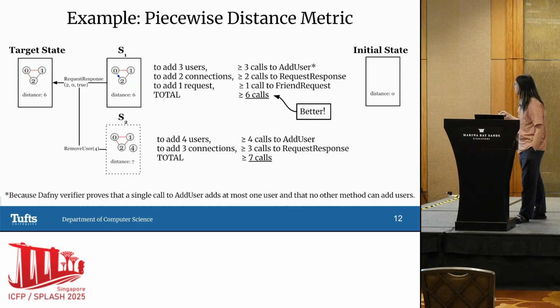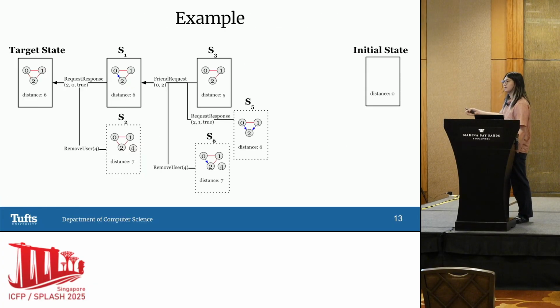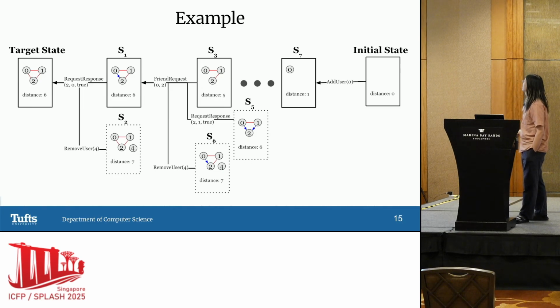However, for state 2, we need to at least have 4 add user calls and at least 3 responses to friend requests, which adds up to a lower bound of 7 calls. So now it is obvious for Metamorph that we should explore S1. So we will continue and take it step by step until we reach the initial state, where we just add the user and then the synthesis is done.